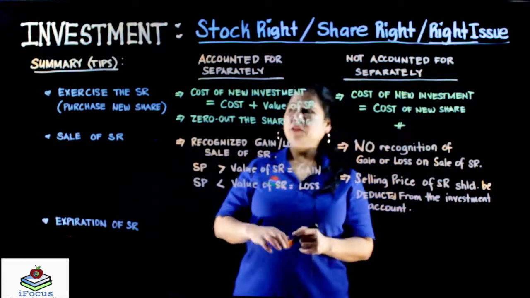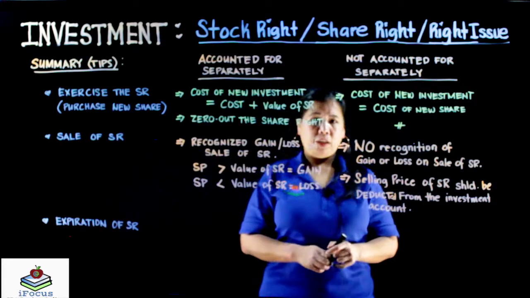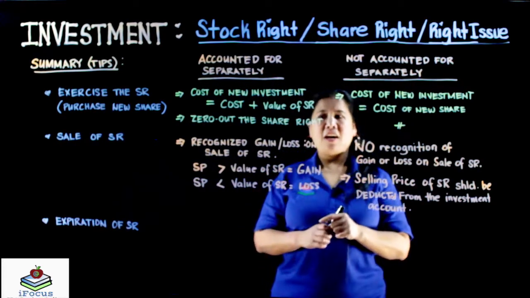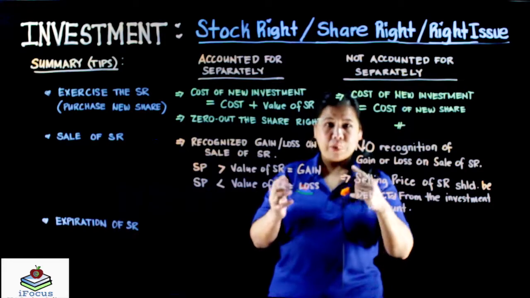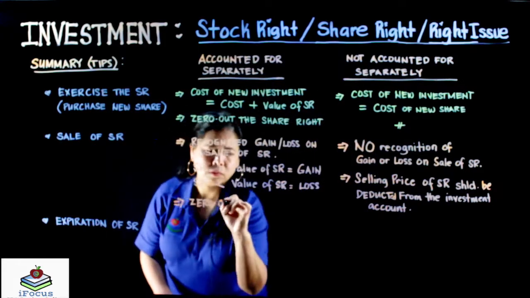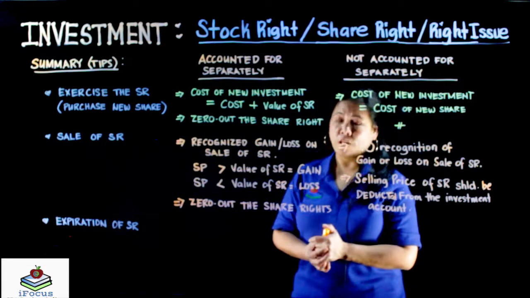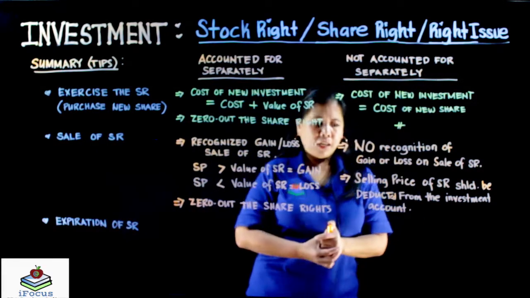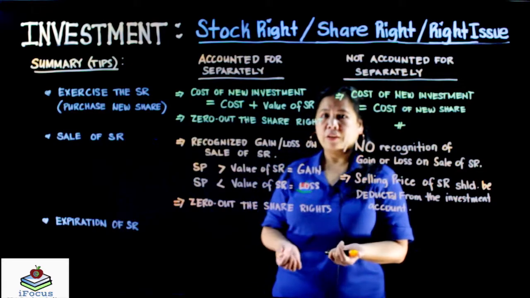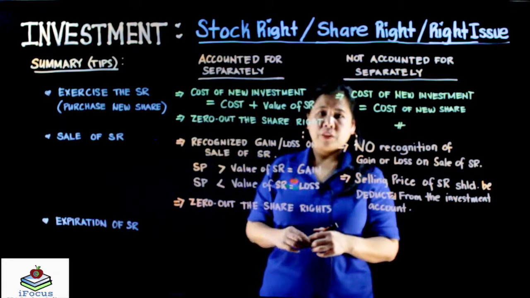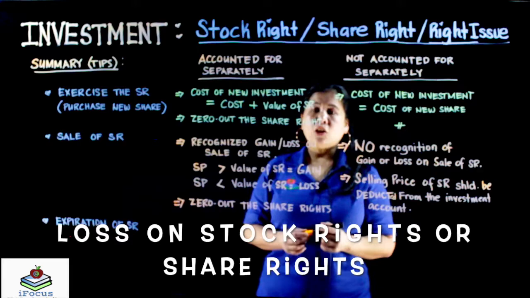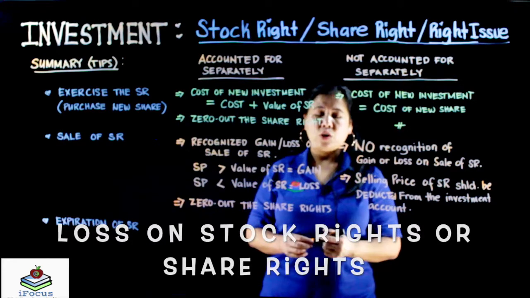So, syempre, dito sa accounted for separately, isi-zero out din natin ang ating share rights dahil nga ibinenta na po natin. Kung hindi niya in-exercise o hindi niya ibinenta at hinayaan na lang niya itong ma-expire under accounted for separately, we will recognize a loss on stock rights or share rights.